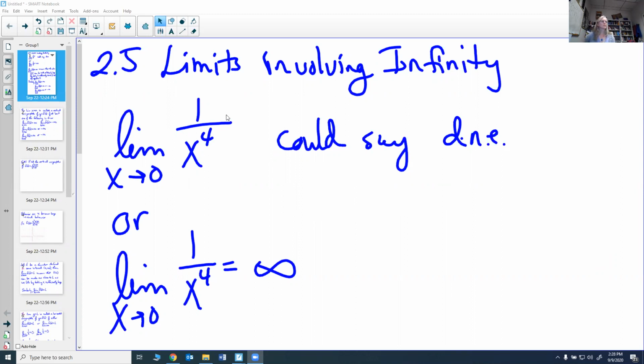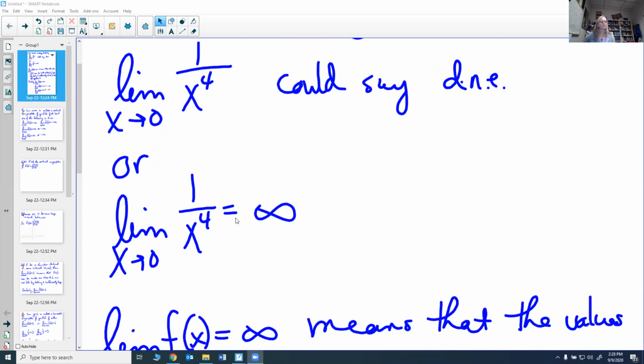So the limit as x goes to 0 of 1 over x to the 4th, actually, we could say that this does not exist because if you do it numerically, you're going to get bigger and bigger and bigger numbers. So we can say it does not exist. Or you can say it actually is infinity.